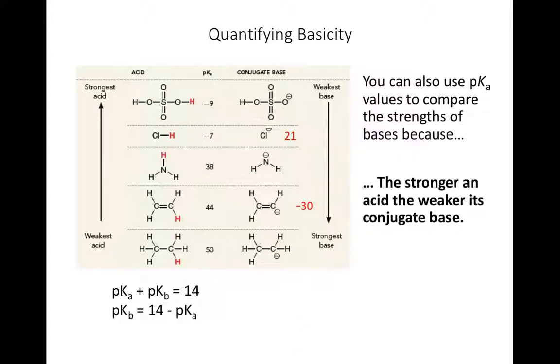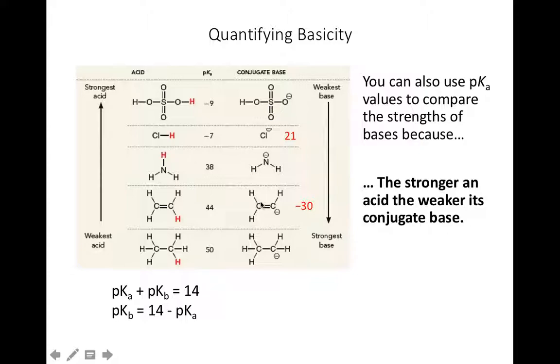We can also use these pKa values to determine the basicity. So in all these tables, they give us the pKa value for the acid, but this also tells us about how basic the base is. And in general, the more acidic an acid is, the weaker a base its conjugate base will be. So sulfuric acid is a very strong acid, meaning its conjugate base is a very weak base.